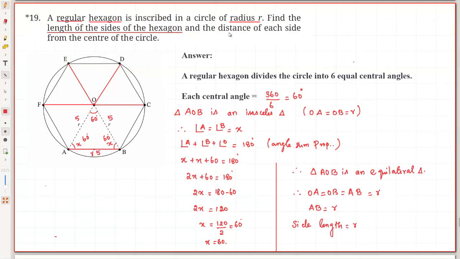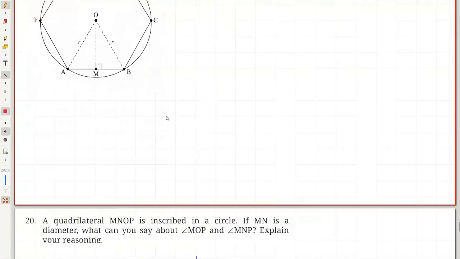Second one is the distance of each side from the center. Now, for example, if you are taking this chord, they are asking this distance from O to this chord. From the exam point of view, you can go with the same diagram. For the explanation, I'm going with a different diagram. They're asking the distance of each side from the center. This distance we have to find out. How can we find it out?